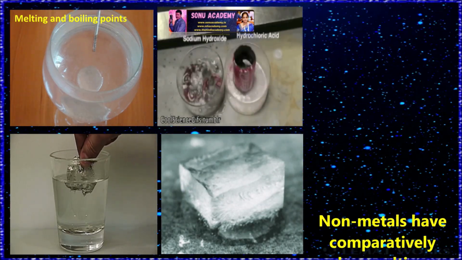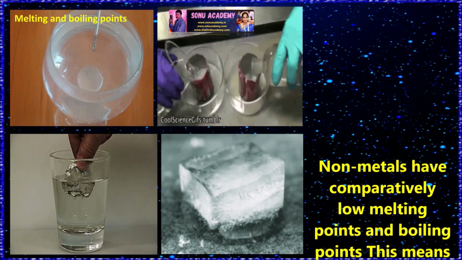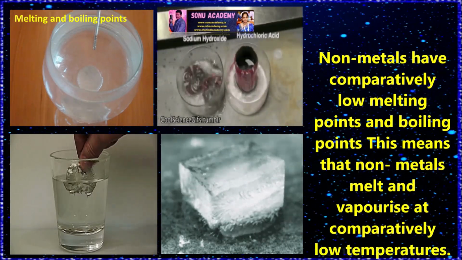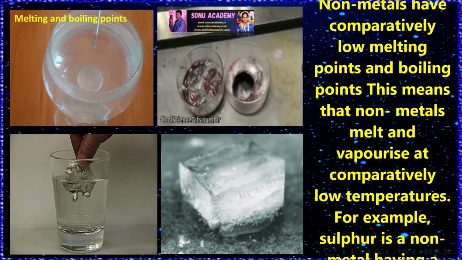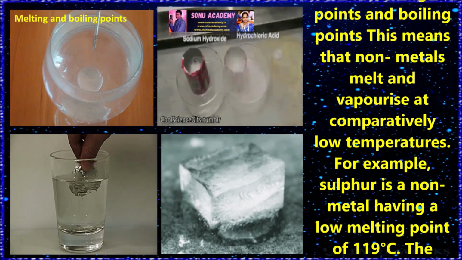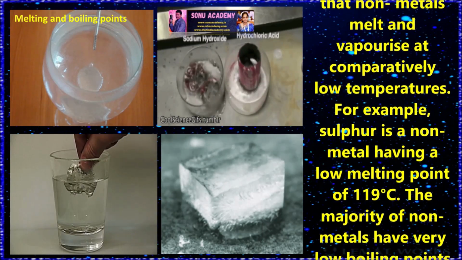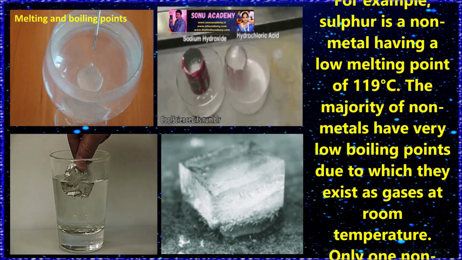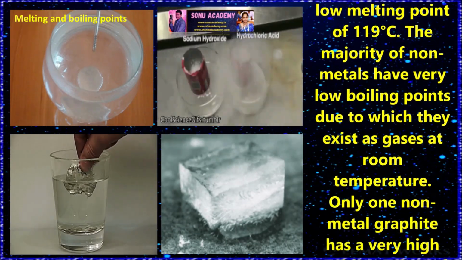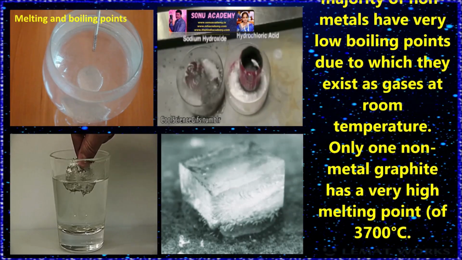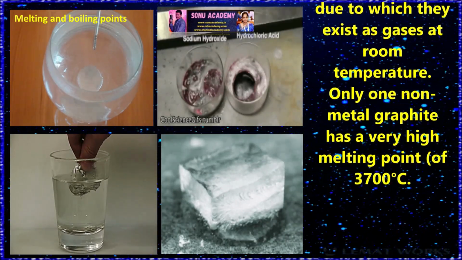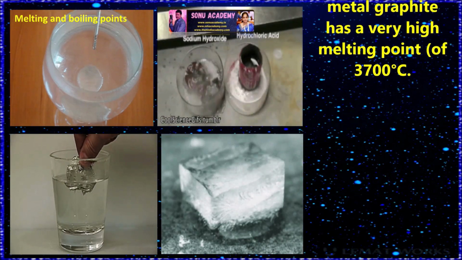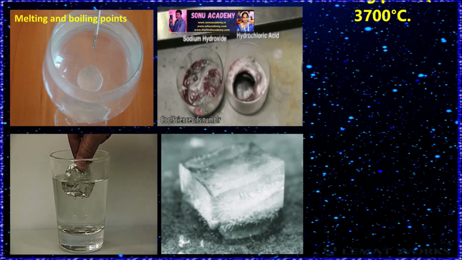Children, let us see the melting points of non-metals. Non-metals have comparatively low melting points and boiling points. This means that non-metals melt and evaporate at comparatively low temperatures. For example, sulfur is a non-metal having a low melting point of 119 degrees centigrade. The majority of non-metals have very low boiling points, due to which they exist as gases at room temperature. Only one non-metal, graphite, has a very high melting point, that is 3700 degrees centigrade.